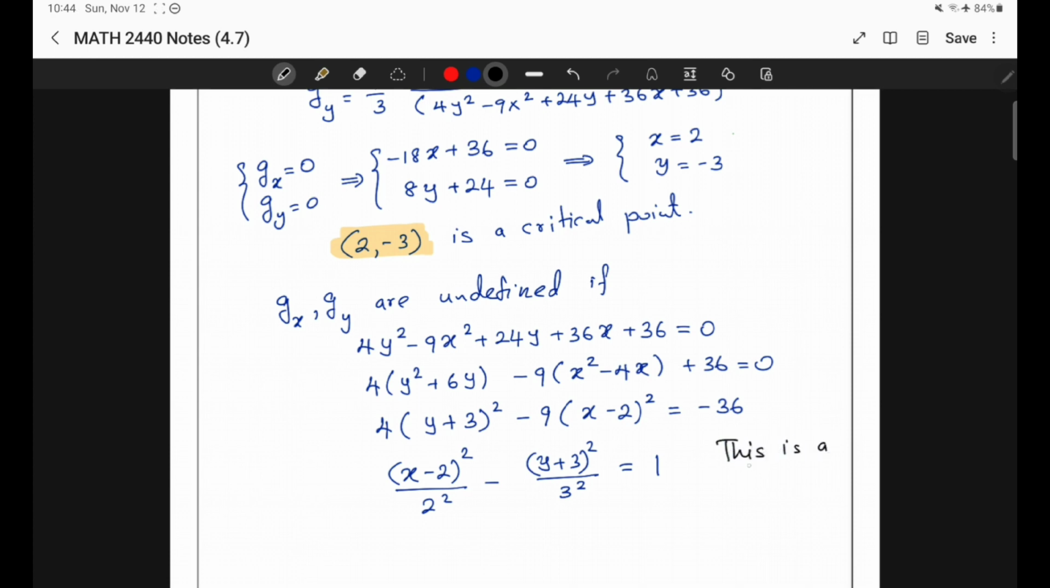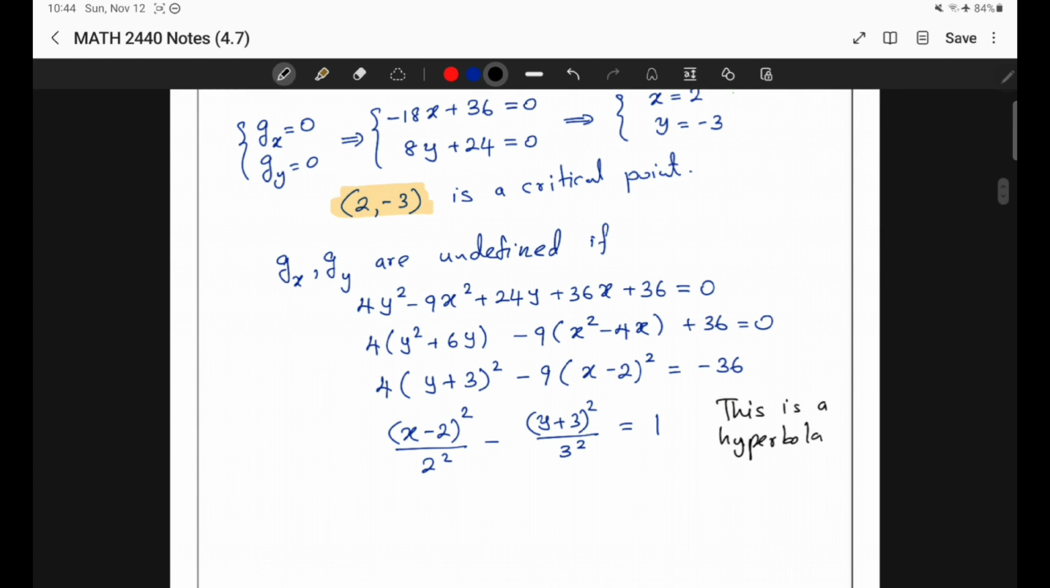So this is a hyperbola with center 2 comma negative 3. So that is the critical point we found earlier. Now all the points on this hyperbola are critical.